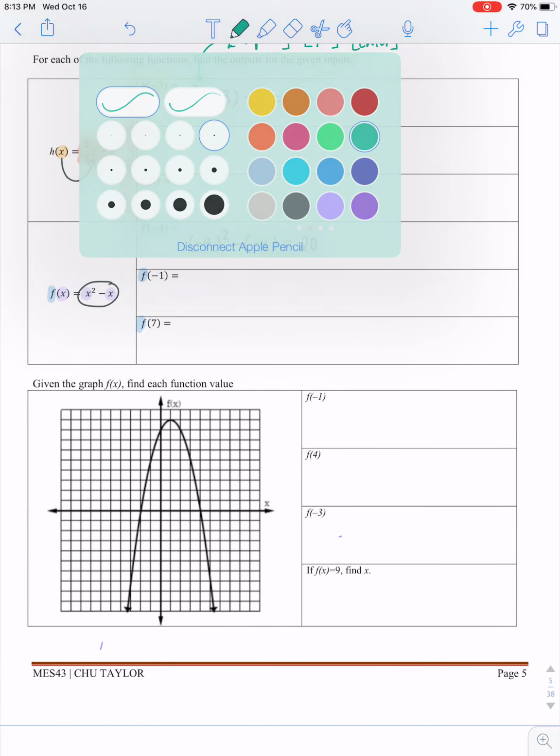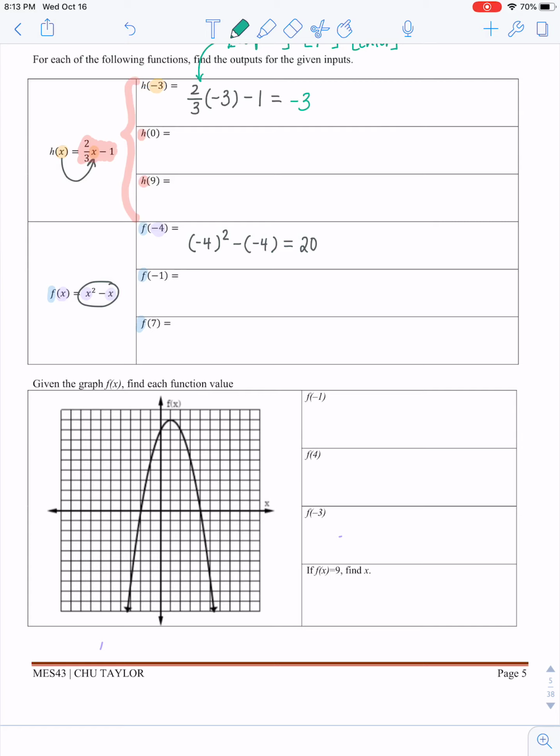This problem says, given the graph of f(x), find each function value. So again, this first problem, it's inside your parentheses, and that is your x value. Basically, what they're saying is, what is the point on the graph that has an x value of -1? What is the y value? We are looking for the y value on your parabola. This is a parabola that has an x value of -1.